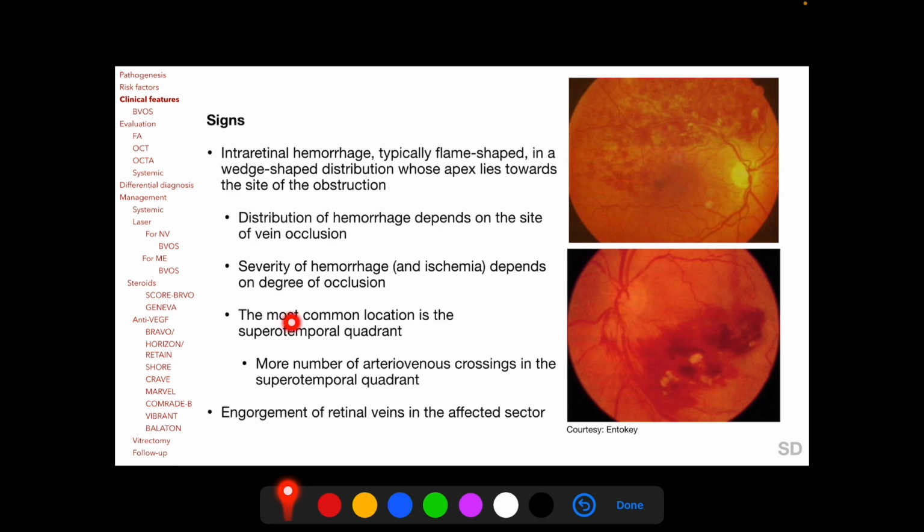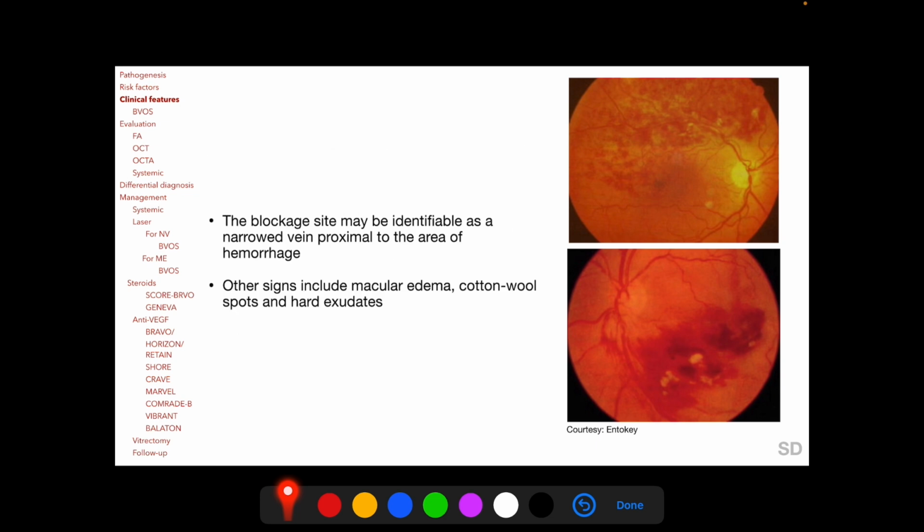The most common sector involved in BRVO is the supratemporal quadrant, and this is said to be because of more number of arteriovenous crossings in this sector. The blockage site may be identifiable as a narrowed vein proximal to the area of hemorrhage, proximal meaning towards the disc, and other signs which may be present include macular edema, cotton wool spots, and hard exudates.